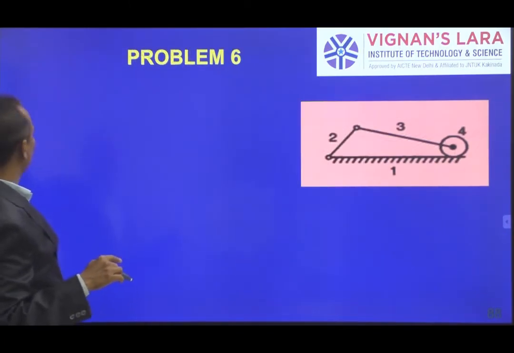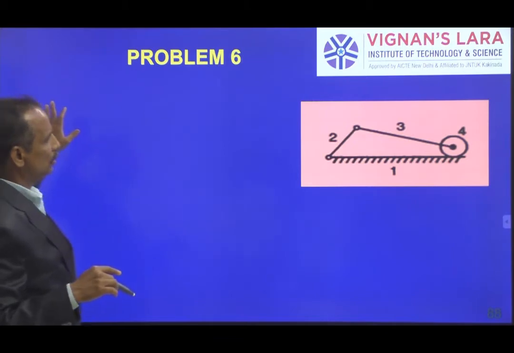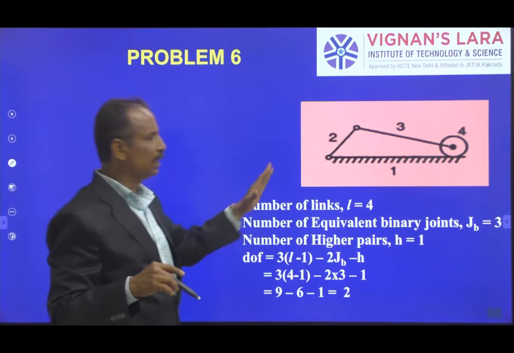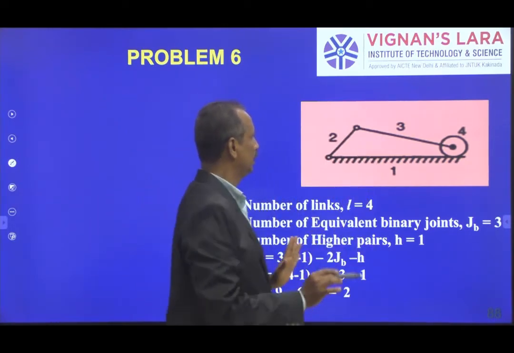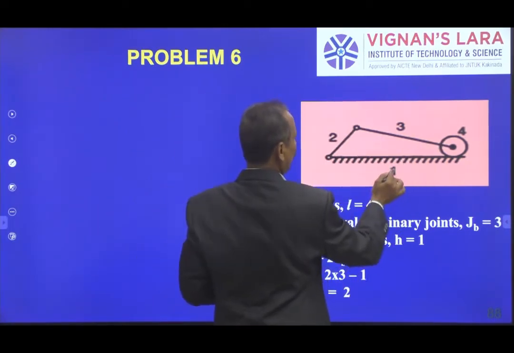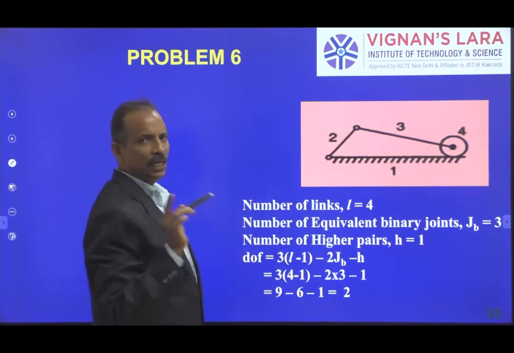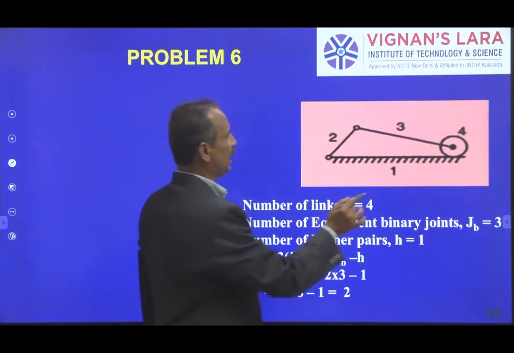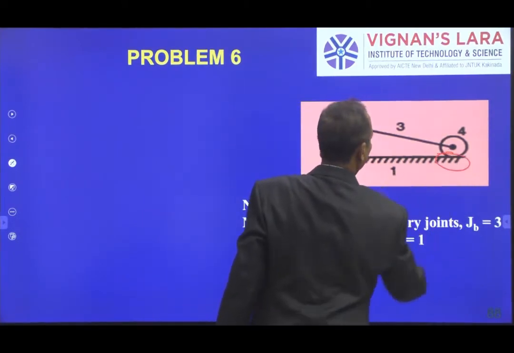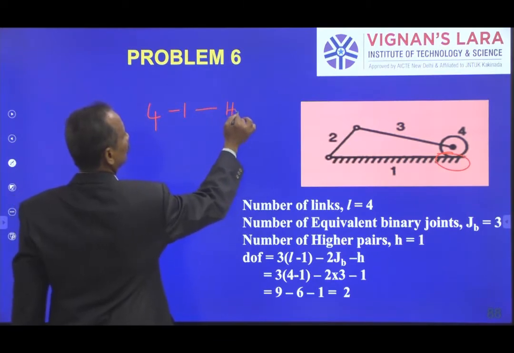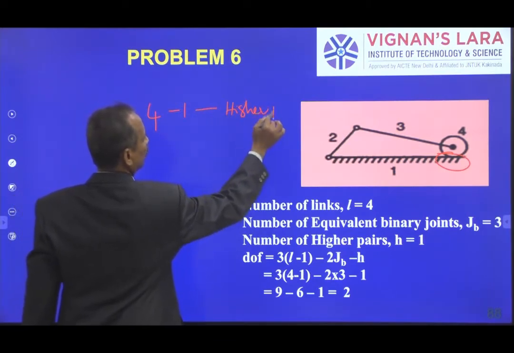Now it is a very simple problem. Unless you have an idea about the higher pair, you cannot solve this. Like the previous, there are only 4 links. This is a roller, and 1, 2, 3, and the fourth one is a roller. So here there is one higher pair. Where is the higher pair? 4, 1 is the higher pair.